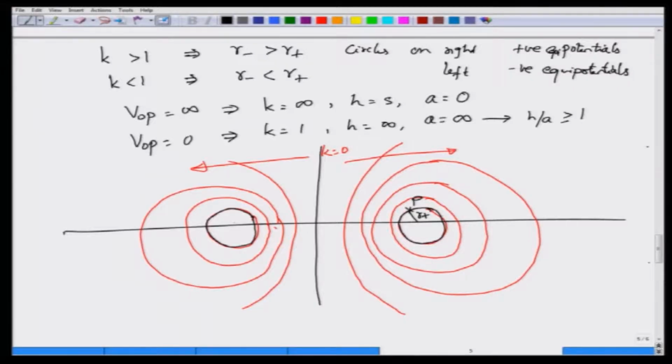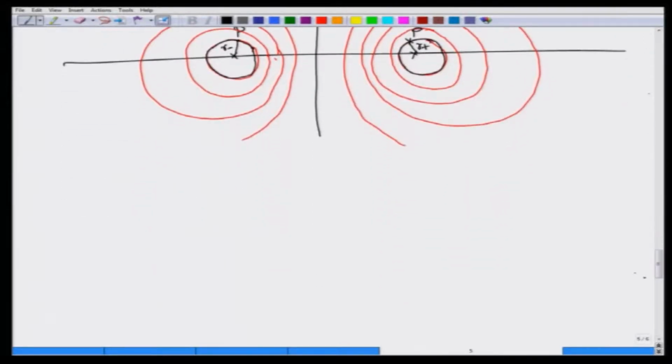I will also pick a corresponding mirror point, call this P prime, which would be at r minus. If I now ask what is the potential difference between the points P and P prime, that potential difference V P P prime is given by V O P, which is the potential of the point P with respect to a certain origin, minus the potential of point P prime with respect to the origin.